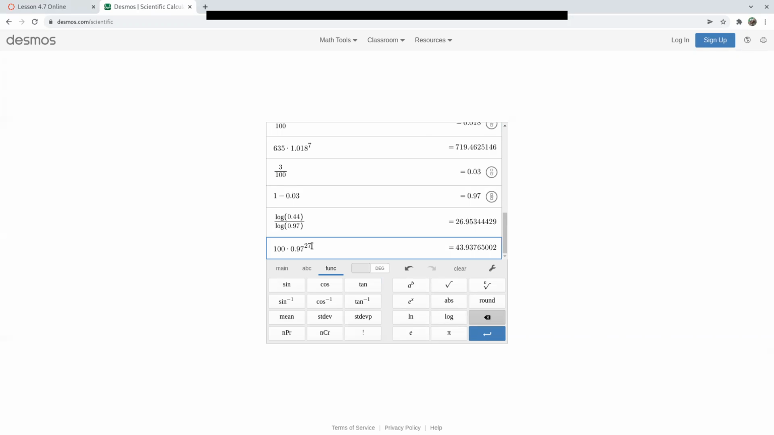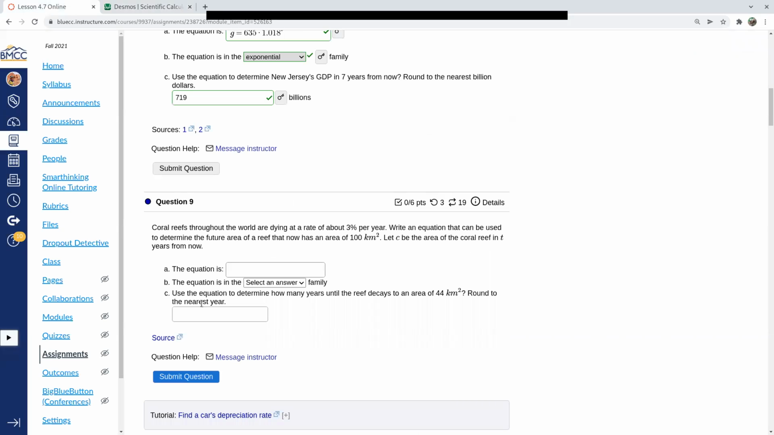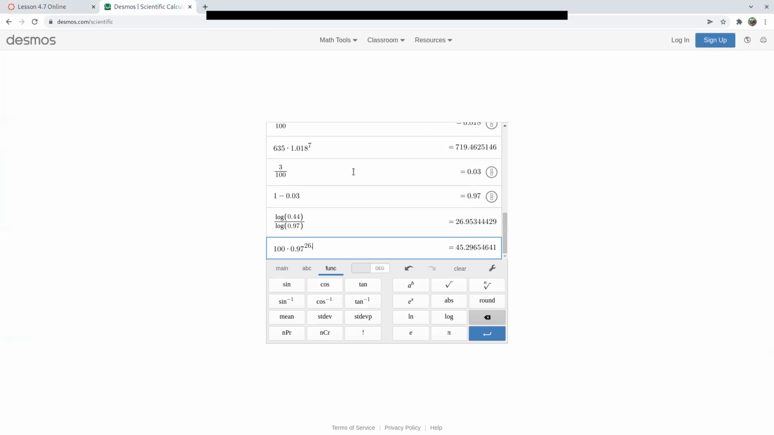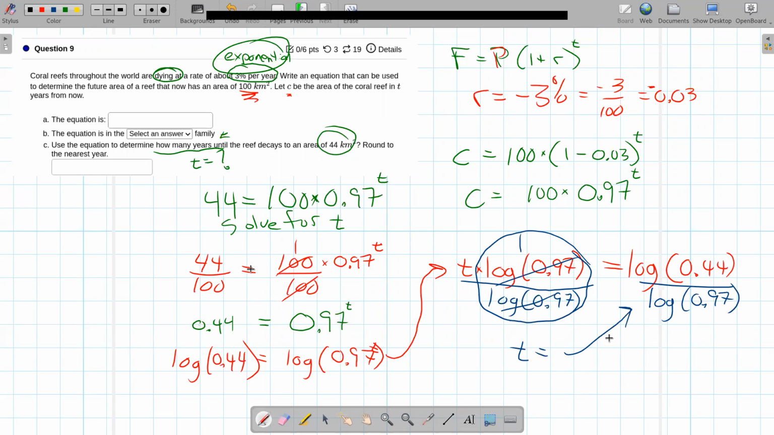If you want a more exact answer there, then type more decimals. So instead of 27, I could type 26.953, and I'll get closer to 44. This question said, round to the nearest year, in which case I'd say, yeah, it's going to be about 27 years later. We'll get about 44 square kilometers. So that does check out on my calculator. So 26.953, in my notebook, write down everything you do. So my T is approximately 27, and that would be years later. So 27 years later, we'll go from 100 square kilometers down to 44 square kilometers.